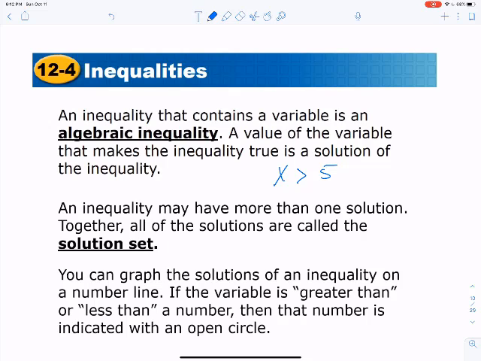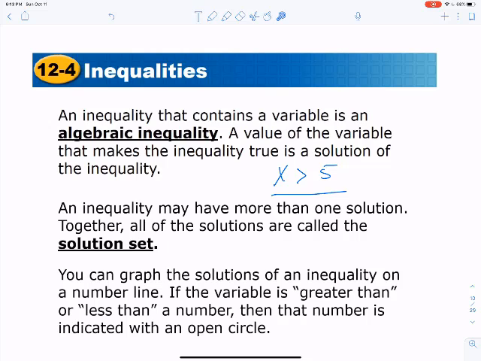A number that makes this a true statement is part of what we call the solution set. It says an inequality may have more than one solution. Together, all the solutions are called the solution set. So when you look at this inequality, x is greater than 5, we could say 6 is part of that. But I could also say 7, and 8, and 9, and 10, and so on. All of those numbers are called the solution set of the problem.